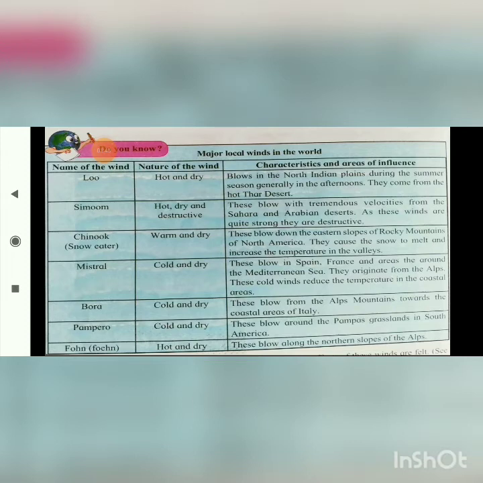And the last one is Fohn. What is the nature of this wind? It is hot and dry, and these blow around the northern slopes of the Alps.